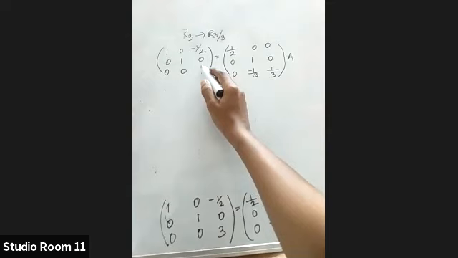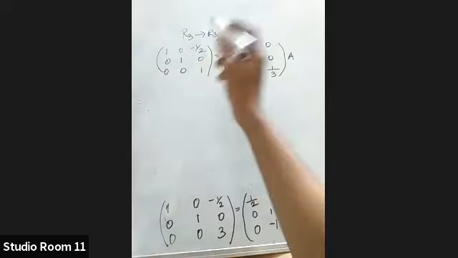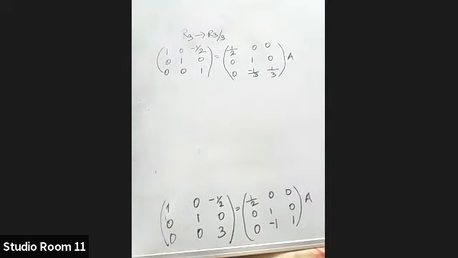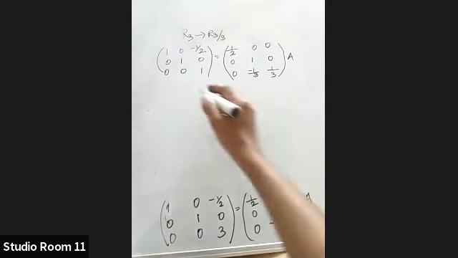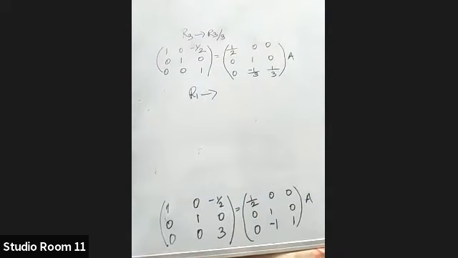Now, third row, third column is 1. So the remaining entries are to be made 0. So how to do this? Where should the row transformation happen? First row, isn't it? There we want 0. That means what we can do? Changes needed in first row.